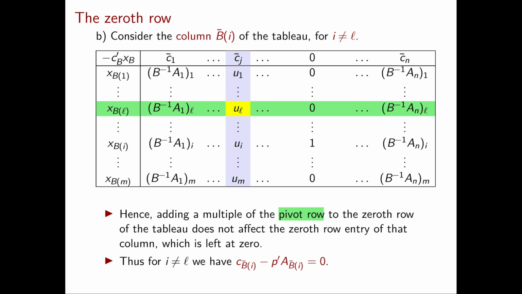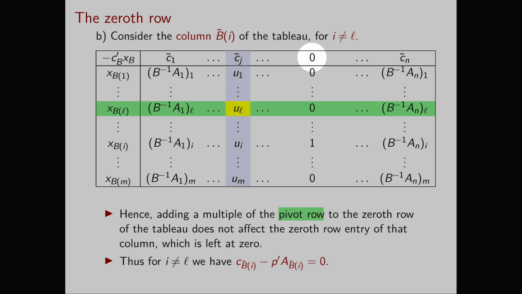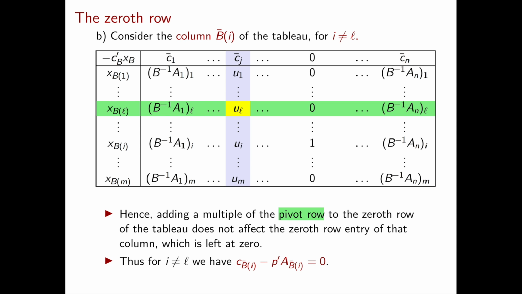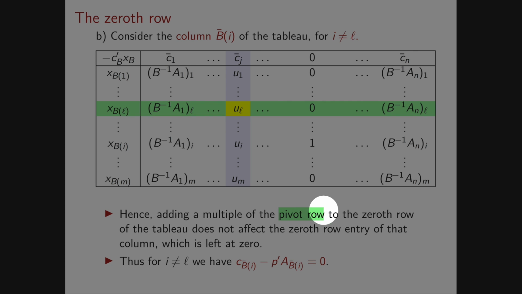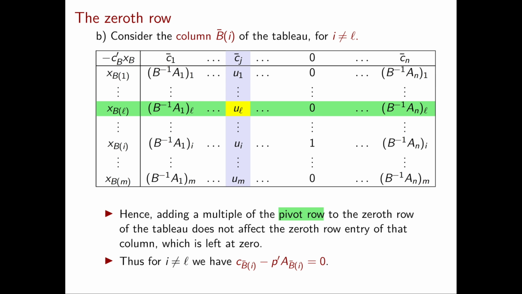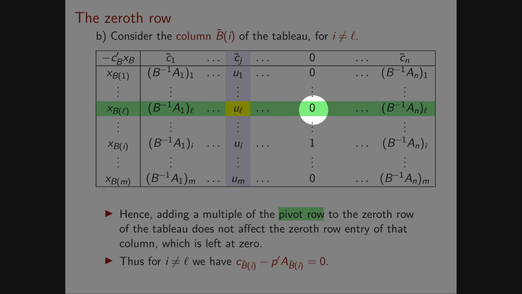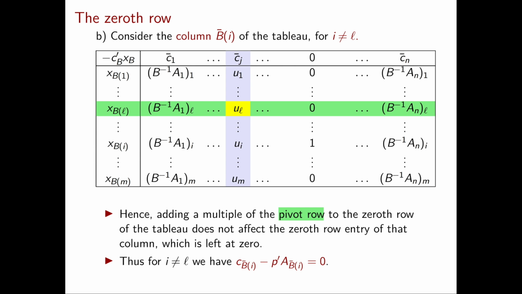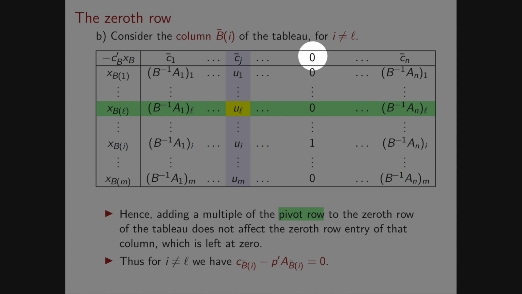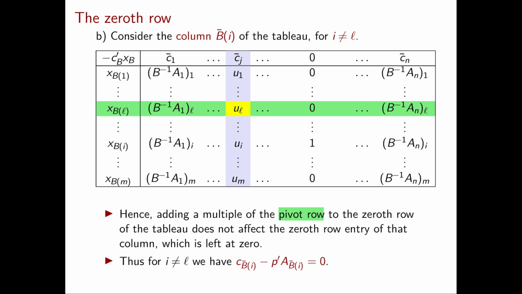Now we've understood everything about our column B bar I. And we can now understand the effect of our elementary row operations in the 0th row. In fact, in our elementary row operations, we add a multiple of the pivot row to the 0th row. But this means we're not making any change, because we're adding a multiple of 0 to 0. So at the end of the iteration, we will still have a 0 over here. In formula, for I different from L, we have C B bar I minus P transpose A B bar I equal to 0. Now this system of equations is the result of our second case, or case B.